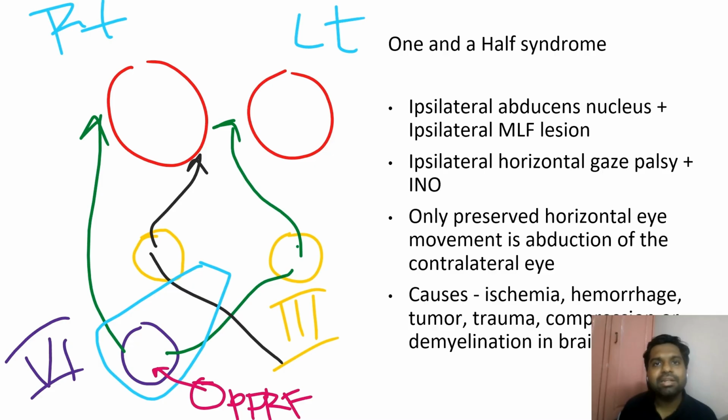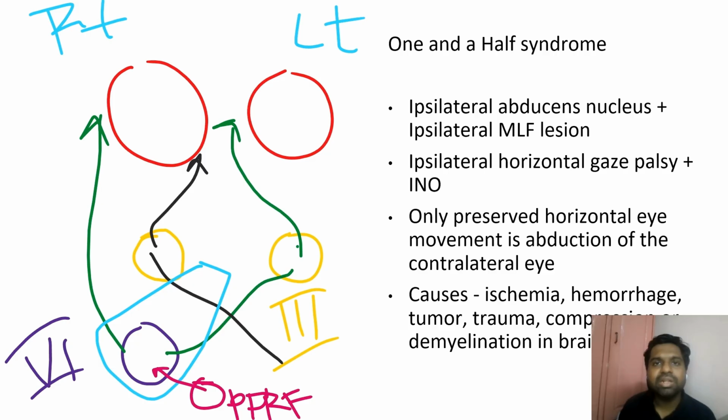So what is happening because of the right nucleus? There is a problem with the right lateral rectus muscle, and there is also a problem with the left medial rectus muscle. And because of the lesion in the medial longitudinal fasciculus, we are having a problem with the right medial rectus muscle. Now, what is the only functioning muscle that is left? That is nothing but the left lateral rectus muscle. That means when the person tries to look towards the left, only the left lateral rectus muscle will be moving, and there won't be any movement of the eye on the right side.